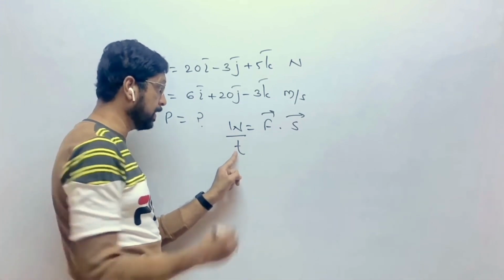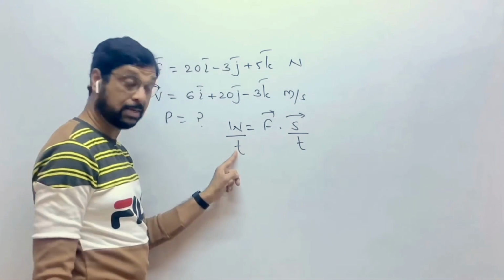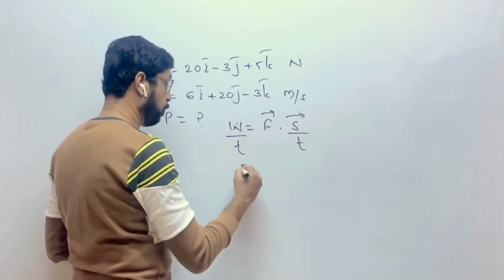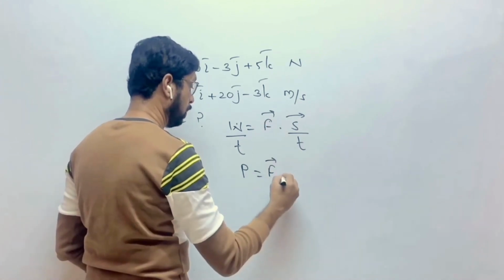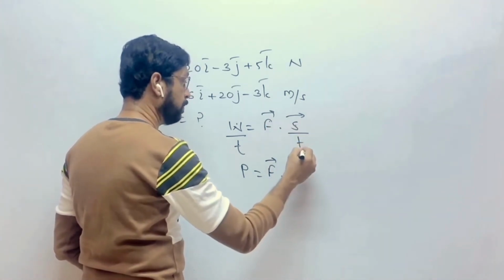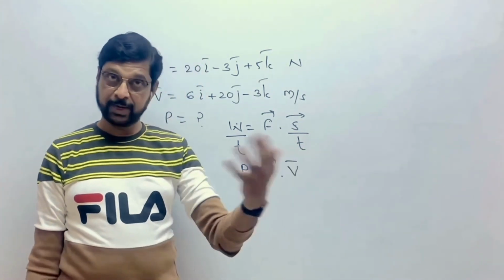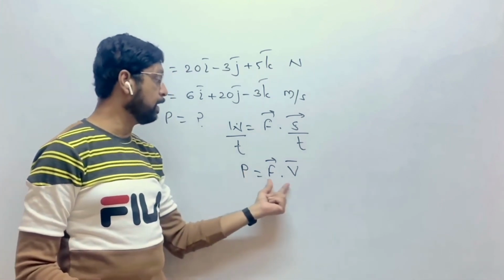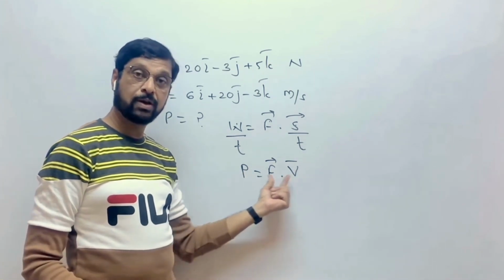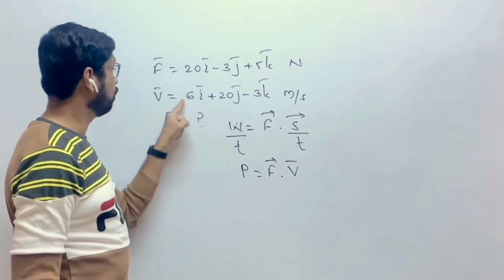तो यहाँ पे T से डिवाइड किया, तो यहाँ पर भी T से डिवाइड करो, right? W by T is power, work done per unit time is equal to F dot displacement per unit time is velocity. Displacement per unit time is called as velocity. So power is F dot V. Force और velocity इनका dot product. Force और velocity का dot product.